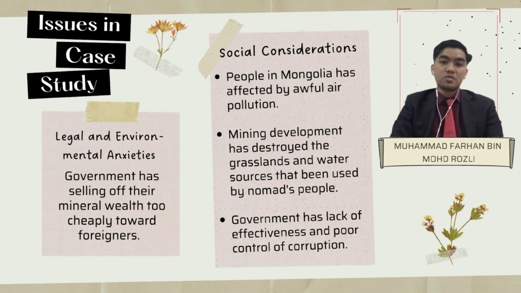Last but not least, there is an issue that has occurred under legal and environmental anxieties, which is the government has been selling off mineral waste too cheaply to foreigners. It has been a major political issue in Mongolia since Mongolians are worried and aware of the damage that can affect their country. This issue will lower the GDP of Mongolia because mineral waste was not sold at its market price. Therefore, it will bring economic impact towards Mongolia's market since it just benefits the foreigners. I will pass to the next presenter, Izlin.